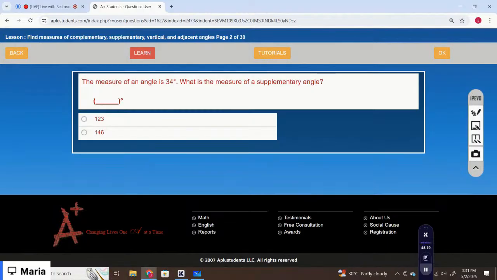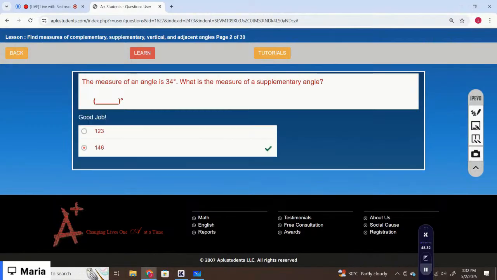The measure of an angle is 34 degrees. What is the measure of a supplementary angle? That is 146 degrees. Option number two is the correct option.